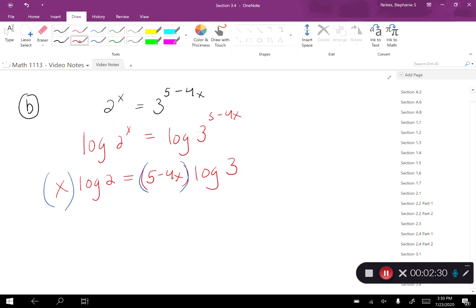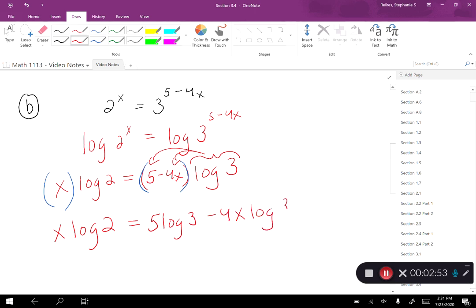Alright, on the left hand side, there's nothing I can do, so I'm just going to rewrite x log 2. On the right, I need to distribute. Remember, log 3 is just a number, and I need to distribute that inside my set of parentheses. So it's going to say 5 log 3 minus 4x log 3.